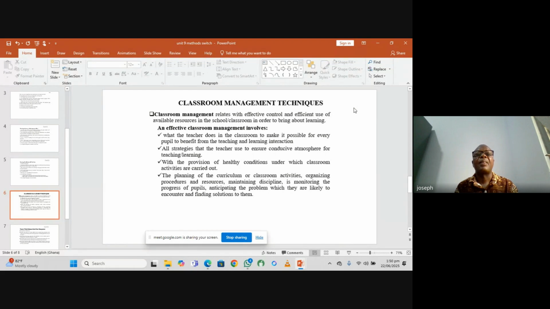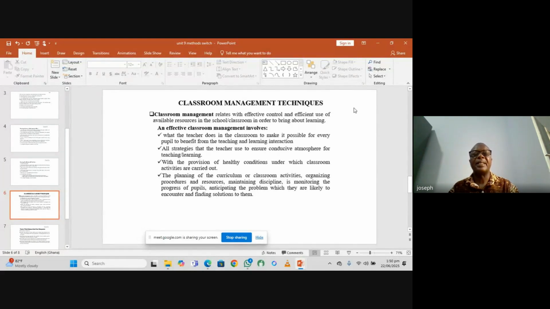Classroom management techniques. Classroom management relates to effective control and efficient use of the available resources in the classroom in order to bring about learning. An effective classroom management involves what the teacher does in the classroom to make it possible for every pupil to benefit from the teaching and learning interaction. All strategies that the teacher uses to ensure a conducive atmosphere for teaching and learning constitute classroom management.